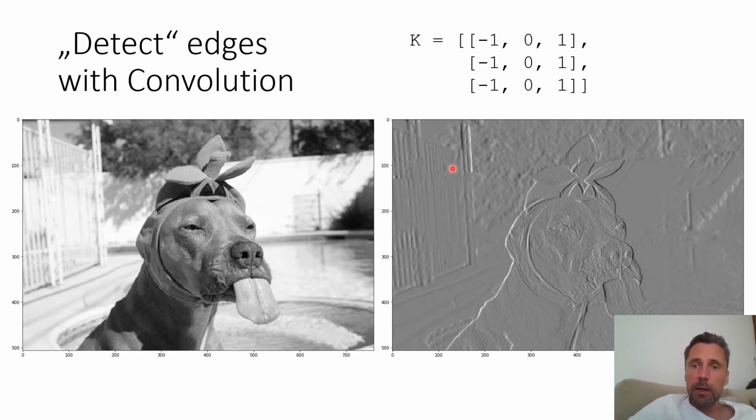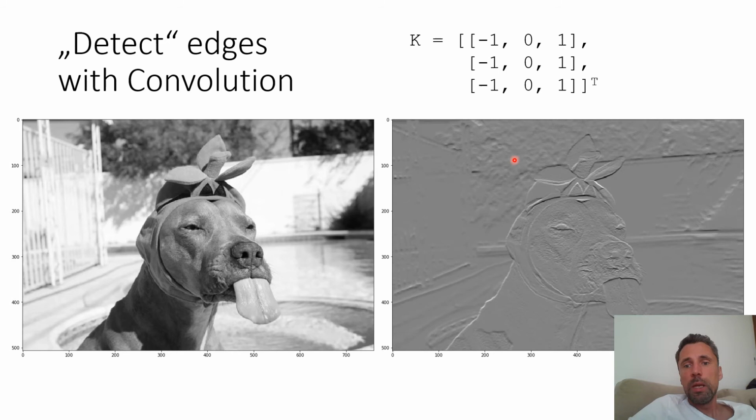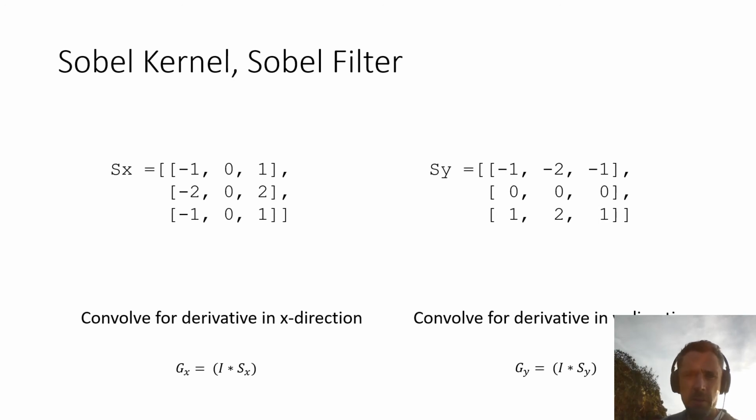Now, if we then rotate or flip the kernel by taking the transpose, we can detect edges that are horizontal. So with a flipped kernel, we take the image derivative along the y dimension, and with the original kernel, we took it along the x dimension. Okay? So another famous edge detector is the so-called Sobel kernel. It's also 3 by 3.